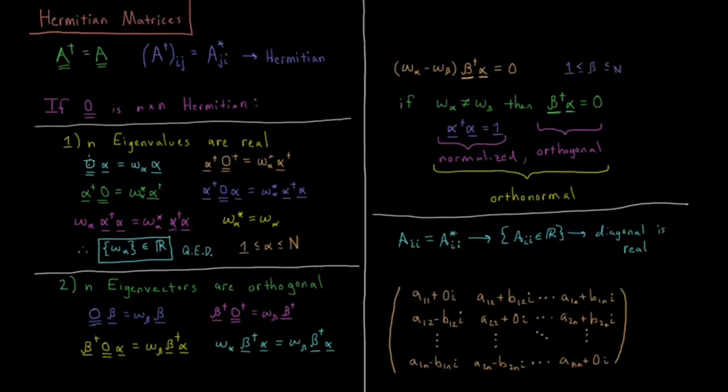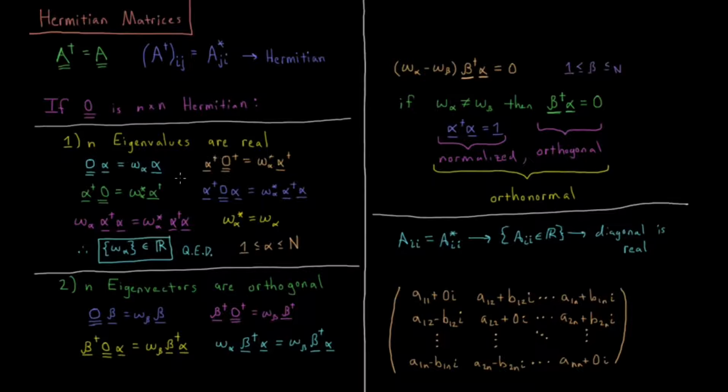If we have the operator O acting on a vector alpha equals a scalar constant omega alpha times the vector alpha, operator times vector equals constant times vector, that is the definition of being an eigenvector. So alpha is an eigenvector of O, and omega alpha is its eigenvalue. If we take the adjoint of both sides, the adjoint of O alpha is alpha dagger O dagger. The adjoint of omega alpha alpha is omega alpha star alpha dagger.